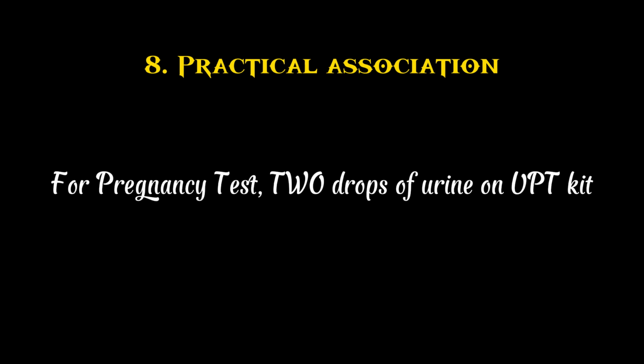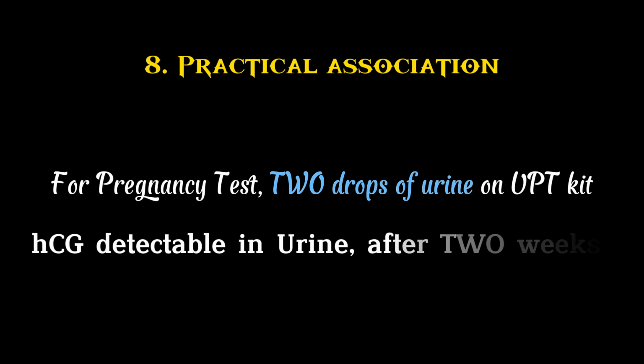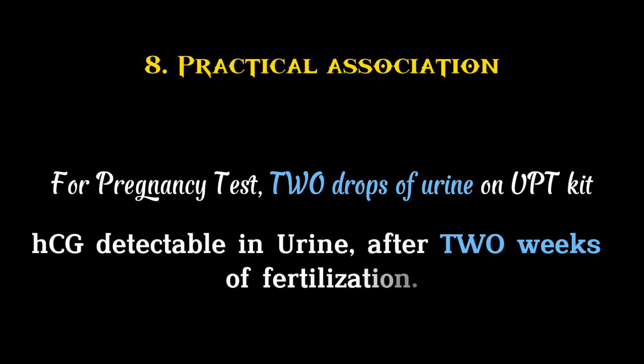The next method of creating a mnemonic is practical association, meaning correlate the topic with what we see or do in our daily life. For example, for a pregnancy test, put 2 drops of urine on the UPT kit. 2 drops of urine reminds that HCG is detectable in urine after 2 weeks of fertilization.